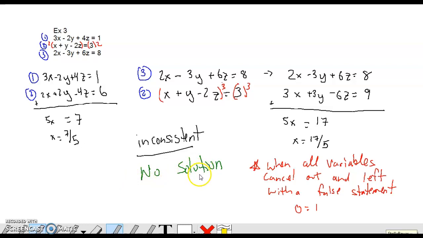So there's two ways that we can actually get a no solution. We're used to this way, when all the variables cancel out. We're not used to potentially getting two different x values. So this is one example of an inconsistent solution.